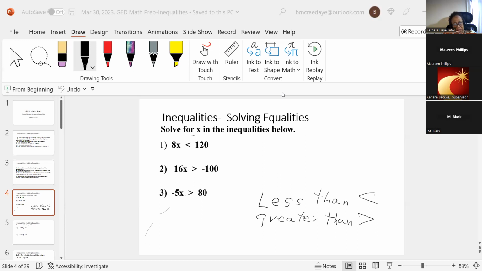Maureen, you're putting your signs on, right? If they're negative, just put the negative. If you can't put the negative, just say minus. Just say minus, okay?